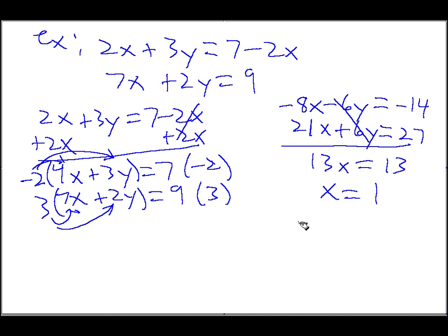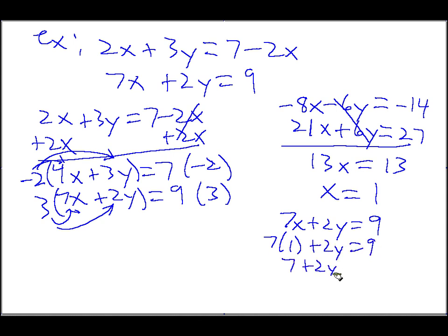So 7x plus 2y equal to 9. X is 1, so plug it in. 7 times 1 plus 2y is equal to 9. 7 times 1 is 7, plus 2y is equal to 9. Subtract 7 on both sides of the equation here. Not too bad. I get 2y remaining, equal to 9 minus 7, which is 2. So dividing by 2 here.